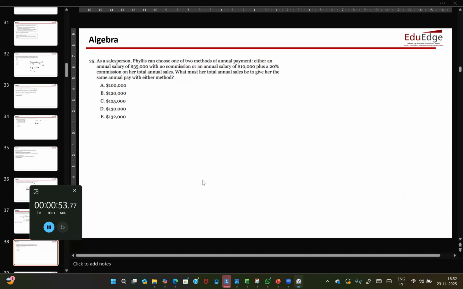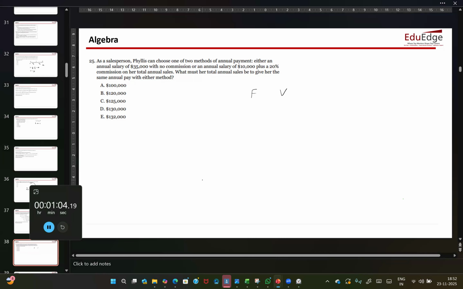C. C, right? 125. Yeah. Okay. So I put F, I put fixed and variable. When fixed is 35, variable is nothing. Also, I'm not putting the zeros here. And when the fixed is 10, it is 0.2 into sales.